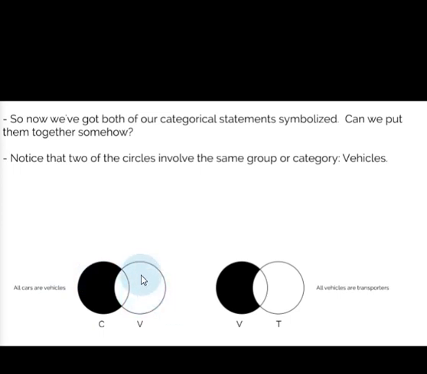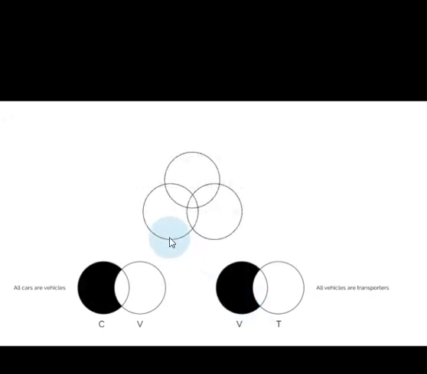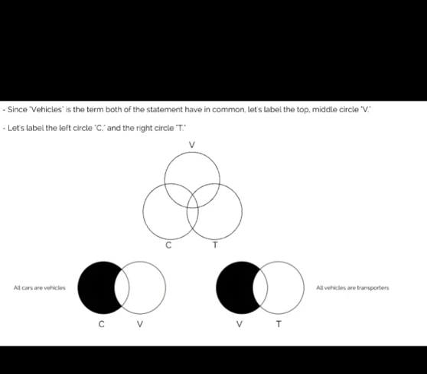Now what we want to do is combine both of these, right? They both have two circles. Let's combine them. Let's smash these premises together into one big super diagram. But we don't need to make two different vehicle circles. We can just make one vehicle circle, right? So we end up with three circles, one for each of the categories. Okay. With me so far?